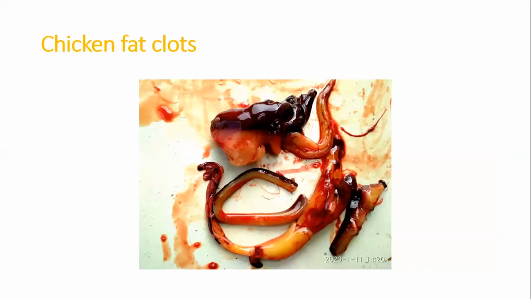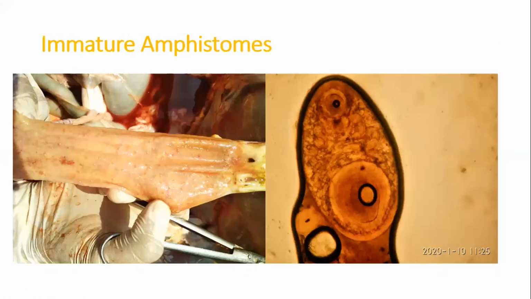Then in such animals, we can see chicken-fat type of blood clots in the major blood vessels as well as in the chambers of the heart. Then one of the biggest factors is immature amphistomiasis. If you see, immature amphistomes can be identified in the duodenal wall or the mucosa of the duodenum. You can see very small, tiny, pinkish parasites present over here.